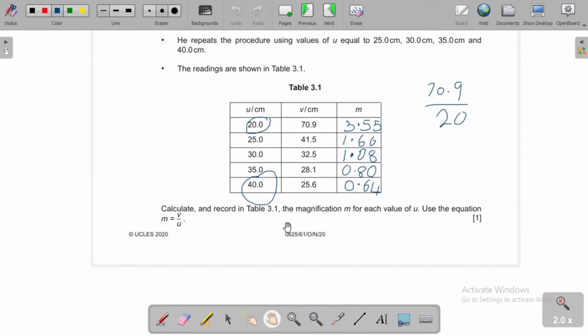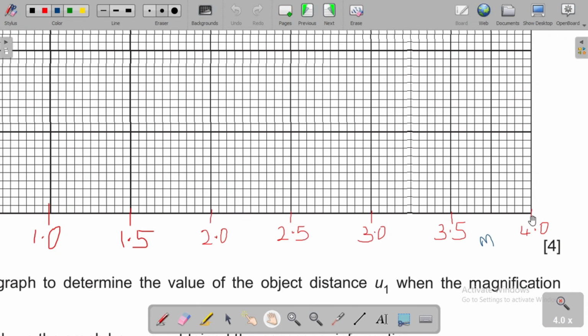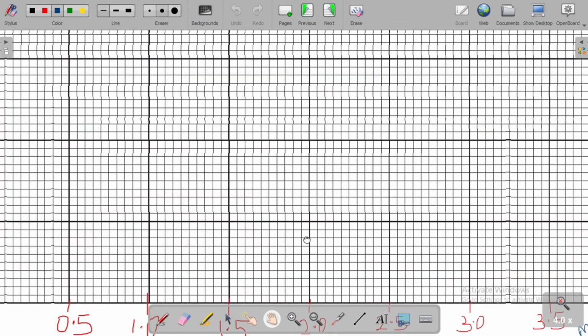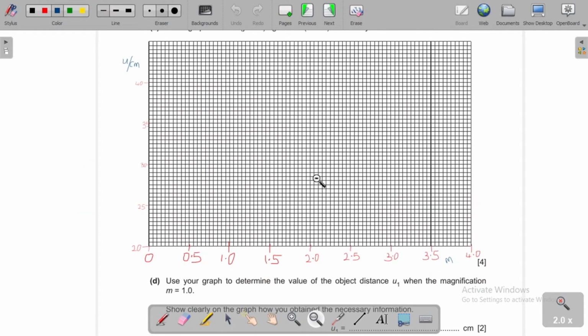Let's now look at the x-axis. The smallest value is 0.64 and the highest value is 3.55. Let's go to our scaling. So with the scaling I used, 10 small boxes is 0.5. This is 1.0, this is 1.5, 2.0, 2.5, and 3.0, 3.5, wow, 4.0. Can you see I've used 4? So going by the principle of your scale, containing most of your graph sheet, I have done that. Now we have our scale, and I actually enlarged it so that you'll be able to see the boxes very well.